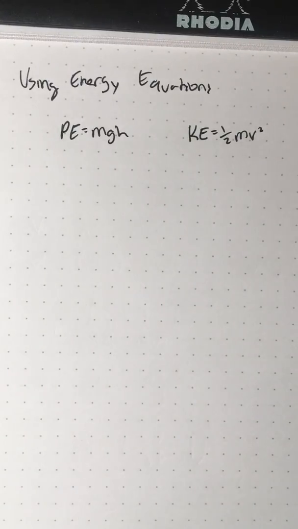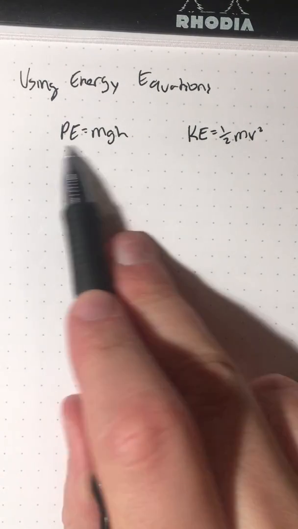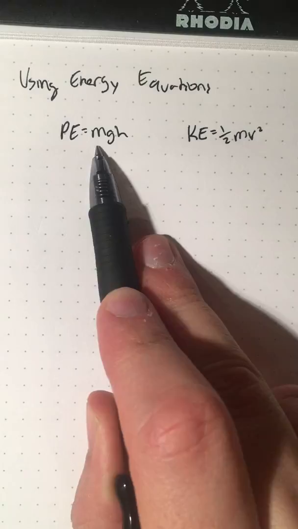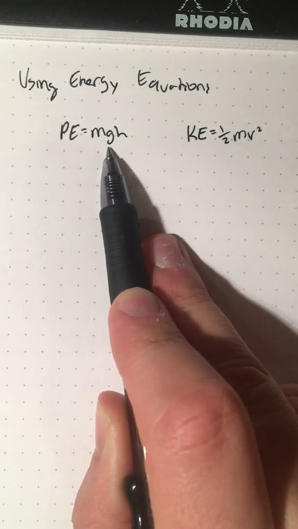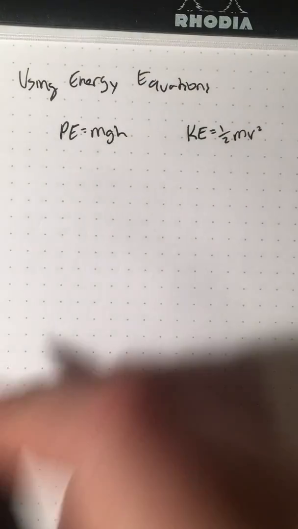They're pretty straightforward. I want to focus on PE. This is pretty much a plug and chug. And just remember when you're doing this, your g is 9.8. So I'll just do a brief example here real quick.